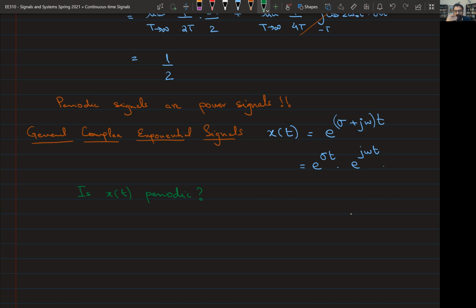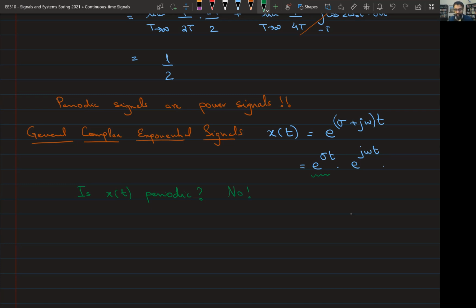So e raised to power alpha t, is that periodic? Right, Masna? Can you unmute yourself? You have the right answer. Yes, sir. Because the signal decays, so it cannot be periodic. Just like a decaying exponential is not periodic because it does not repeat itself. Similarly here, if sigma is not 0, because of this part, this either decays or grows depending on what value sigma is. Okay? So the answer is no.